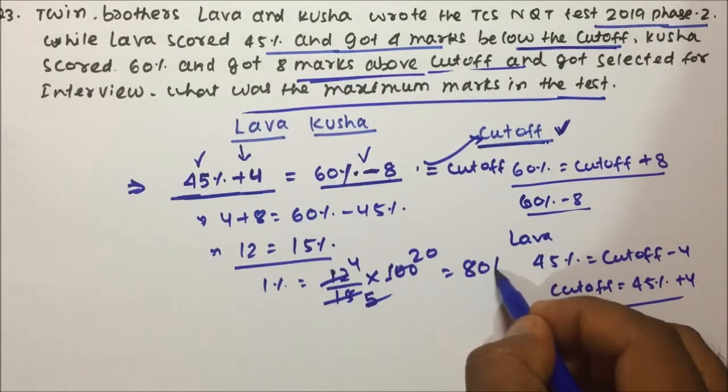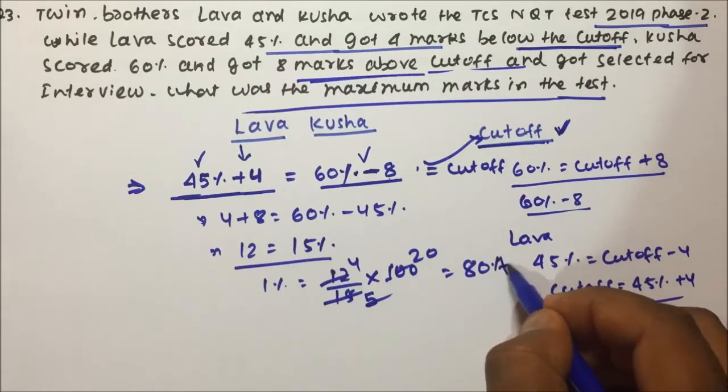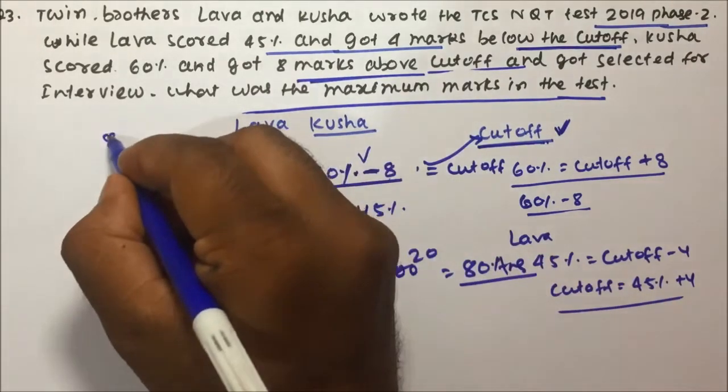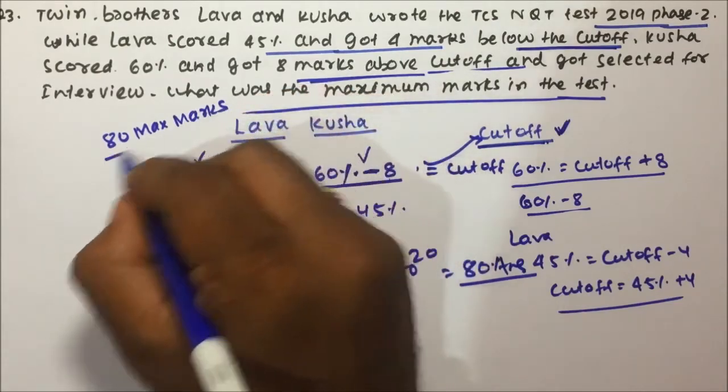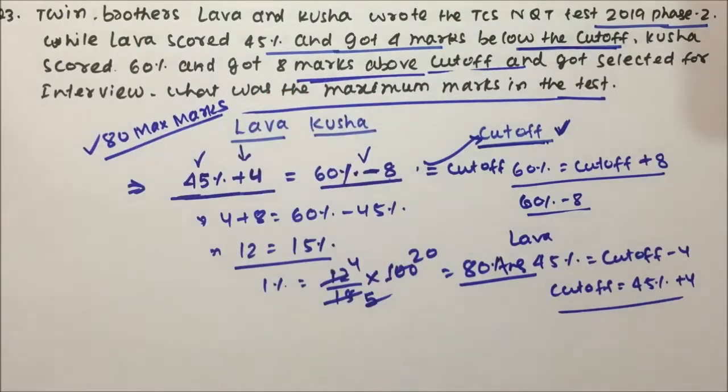So the maximum marks in the exam was what? 80. The maximum marks in the exam was 80. So 80 was the maximum marks in the exam. And again I say this is one of the simple questions from the percentage topic.